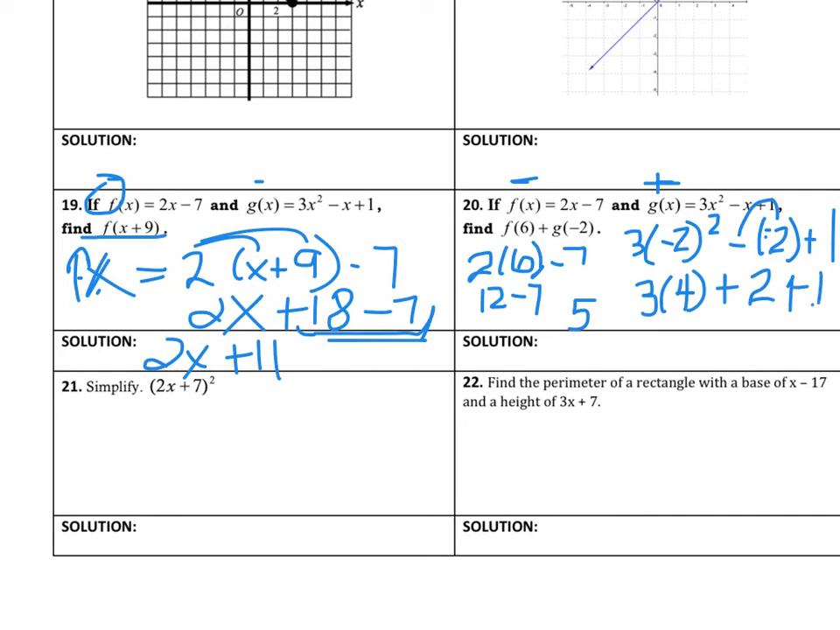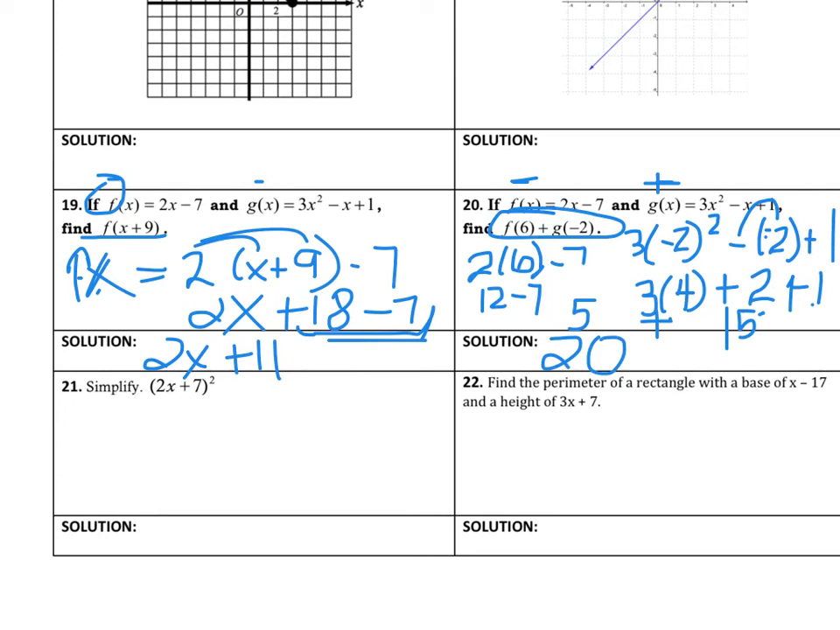So 3 times 4 gives me 12. 12 plus 2 is 14, plus 1 is 15. So I have my two answers that I need to then add together, because the problem told me to add those two. So 5 plus 15 is going to give me a solution of 20.